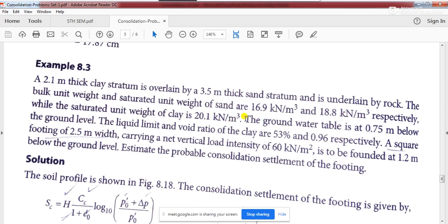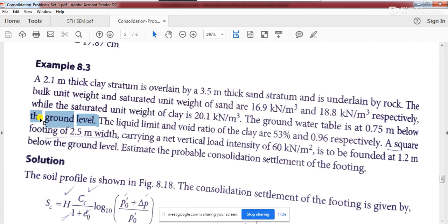And next you observe the groundwater table is at 0.75 meter below the ground level. This is another very important point you should observe, because depending on the location of the groundwater table, while calculating the overburden pressure, you will have to find out which unit weight of soil you will use. That means whether you will be using saturated unit weight, bulk unit weight, or submerged unit weight.